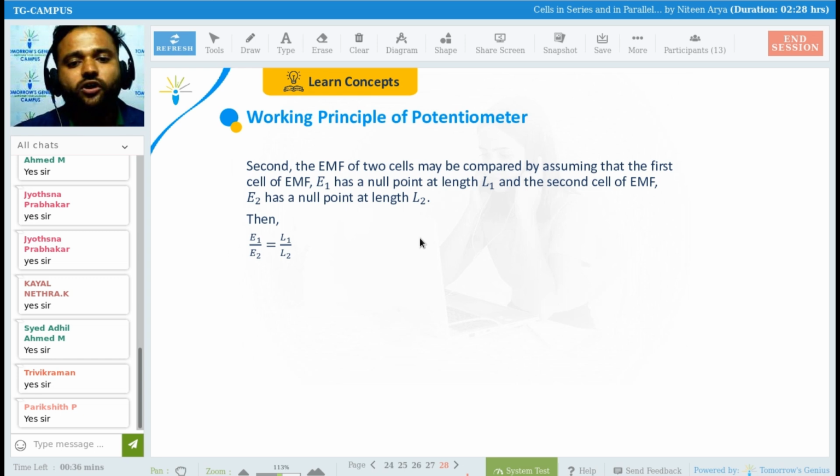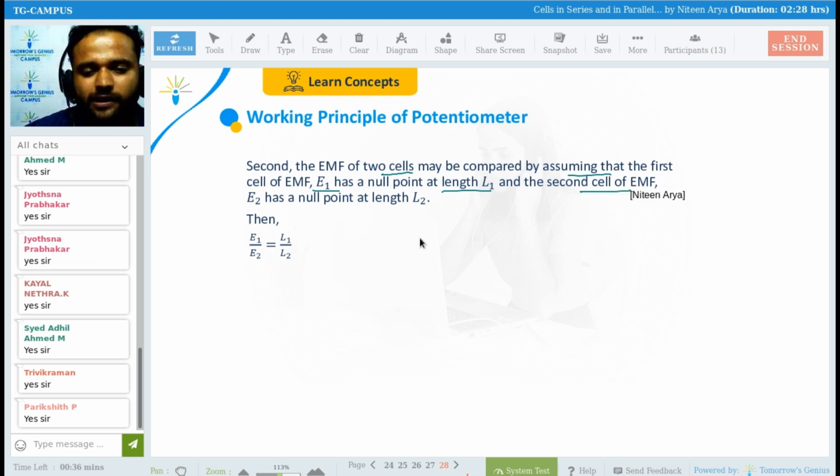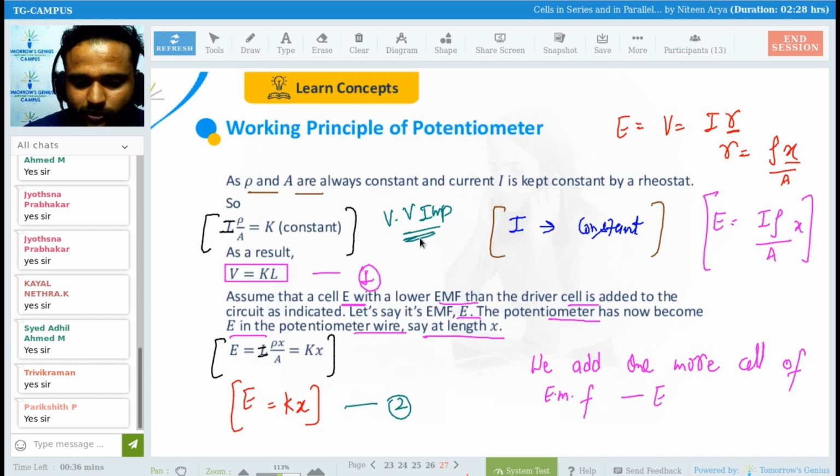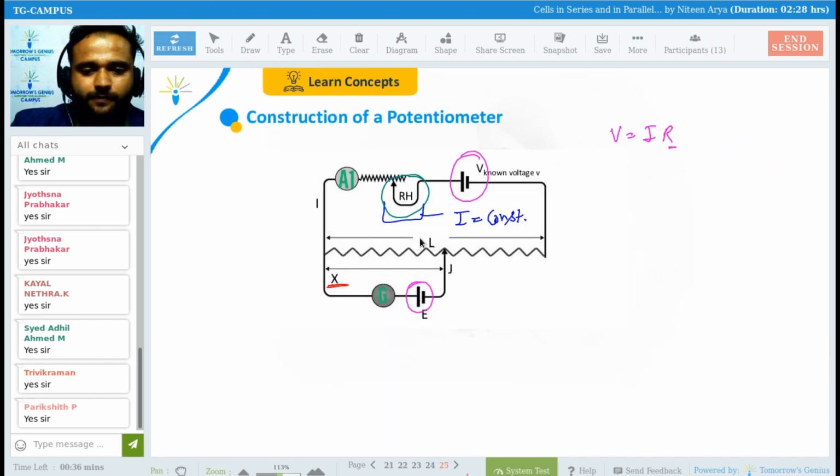So now I need to find the EMF of two cells. The EMFs of two cells may be compared by assuming that the first cell of EMF E1 has a null point at length L1, and the second cell of EMF E2 has a null point at length L2, suppose. Okay, I need to draw this diagram here. Just a minute, beta, because then you will understand easily.